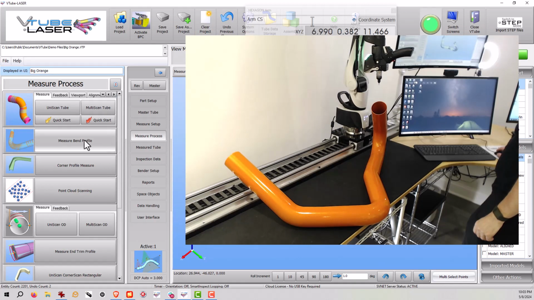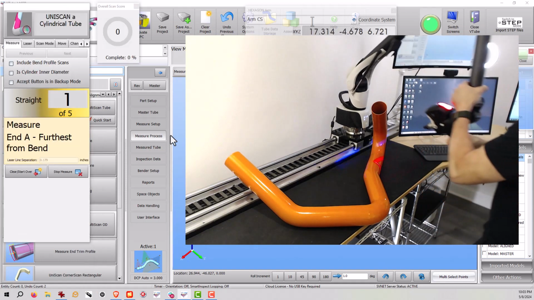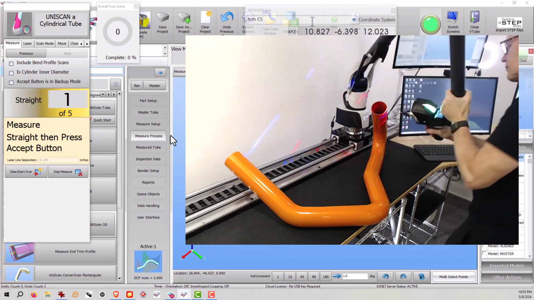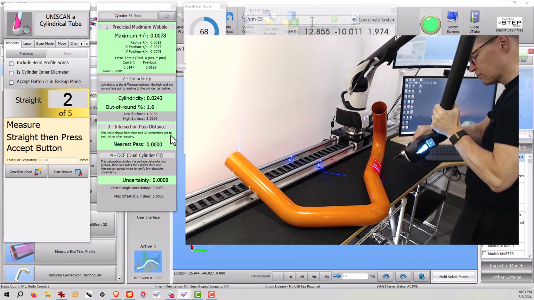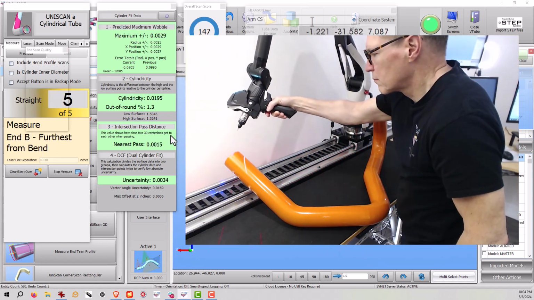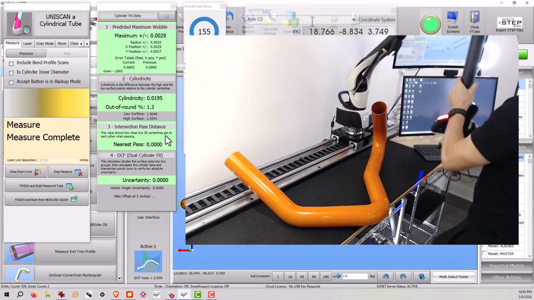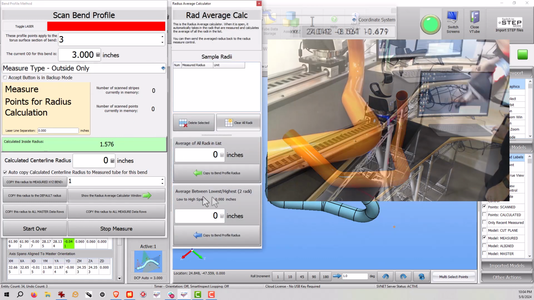The first thing you do is measure the entire part, and it's important to know where the center lines are in order to calculate the radius. So we're going to take extra care not to move the part after we're finished measuring it. Now I'm going to load the Scan Bend Profile control, and I'm choosing Bend 3, which is an 88-degree bend angle, which is going to return a very high degree of accuracy, low variance.